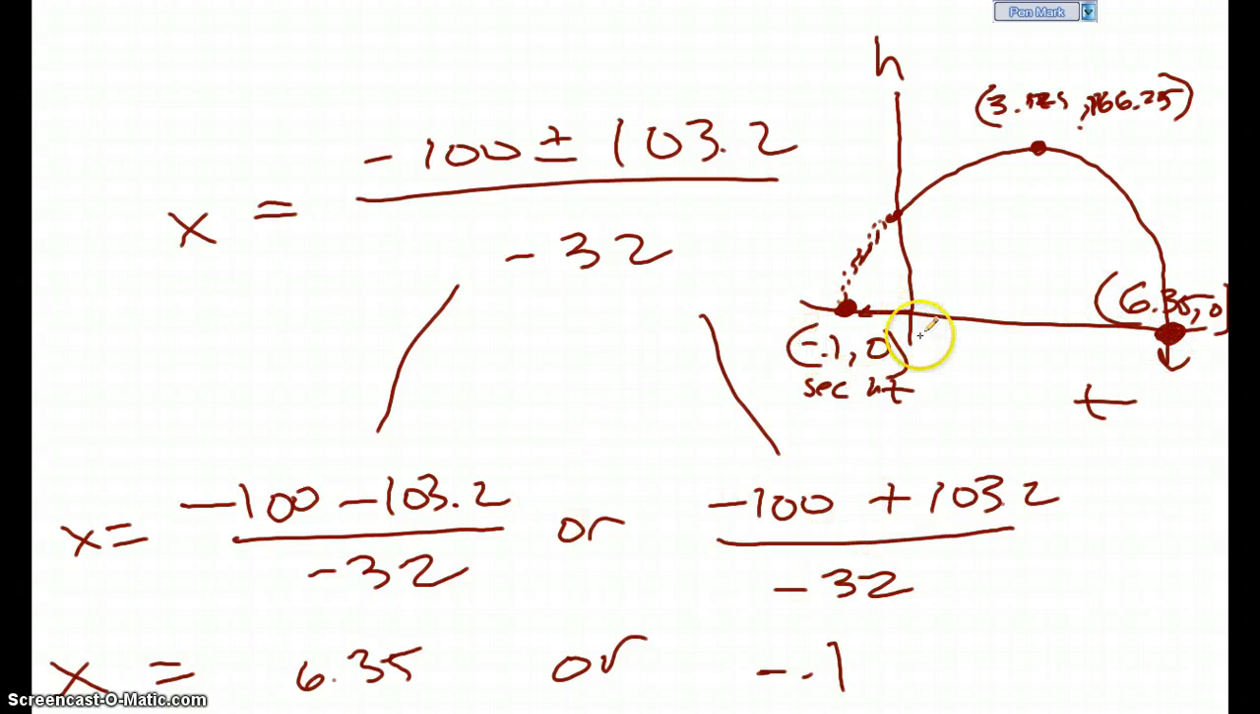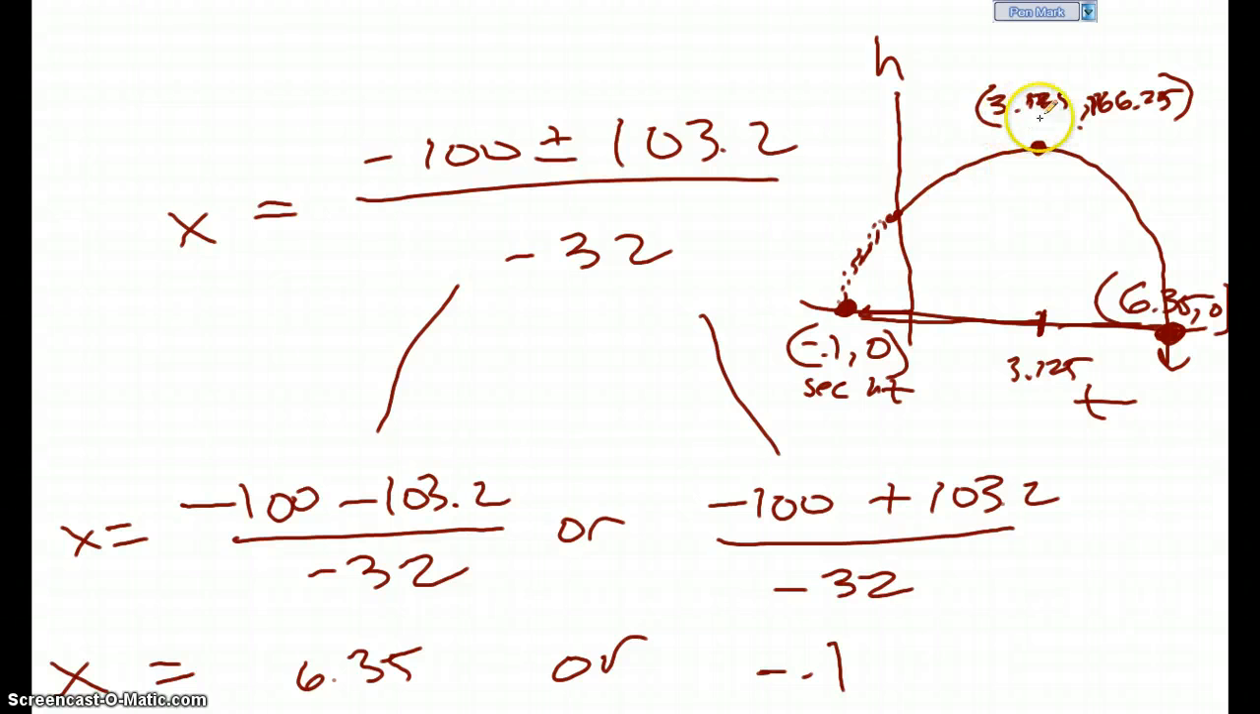Now, sometimes they don't all make sense in the practical scheme of things. Like this one, for example, probably doesn't mean much to us, but it is one of the possible solutions. Also, an interesting feature here is that if you look at this point 3.125, these horizontal intercepts are equidistant from the x value of the vertex. So negative 0.1 is equally as far away from 3.125 as 6.35 is. So this distance is the same as this distance here.